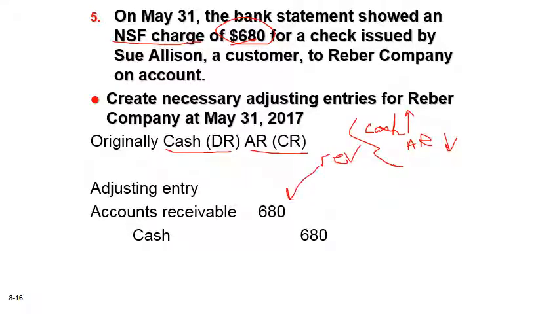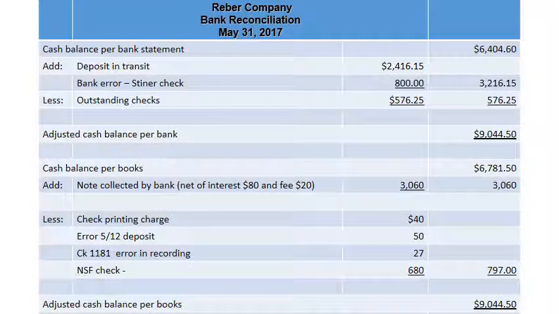And that's what we're doing here, cash is going down and accounts receivable is going to be re-increased. So cash needs to go down. So that's a subtraction. So cash is going down. That's the 680. And that's now recorded. So those were the journal entries.